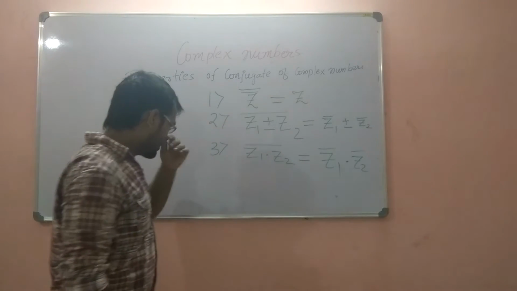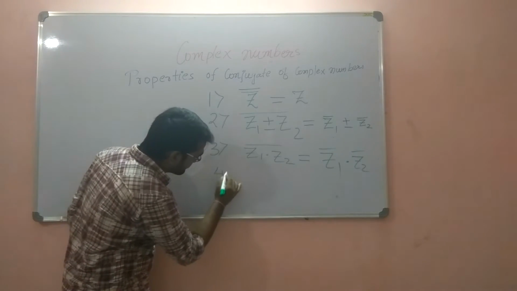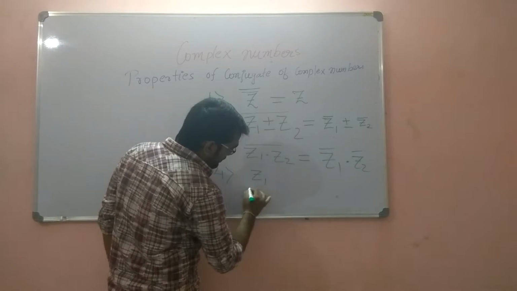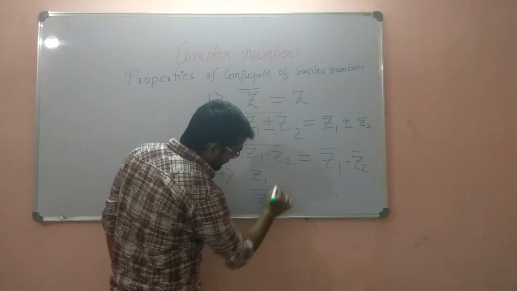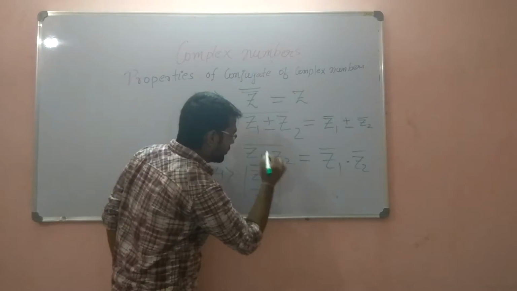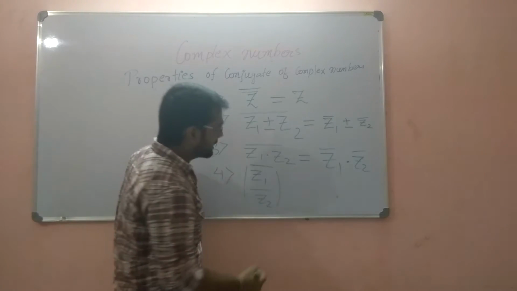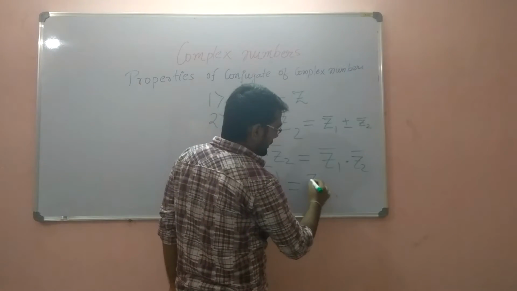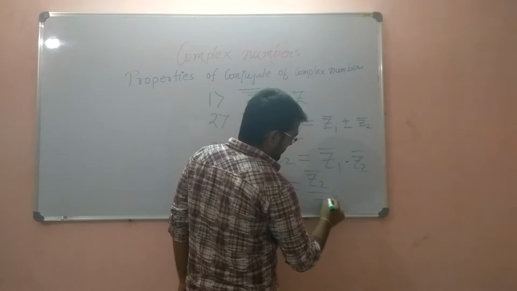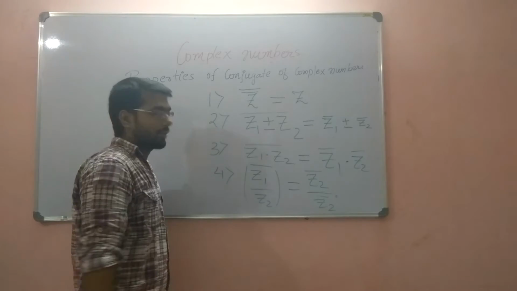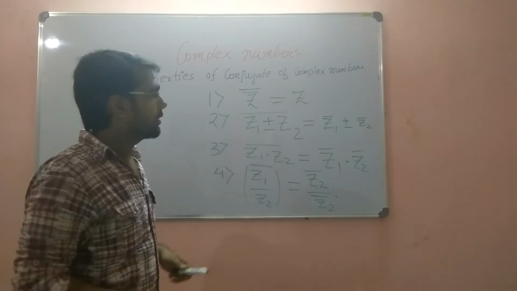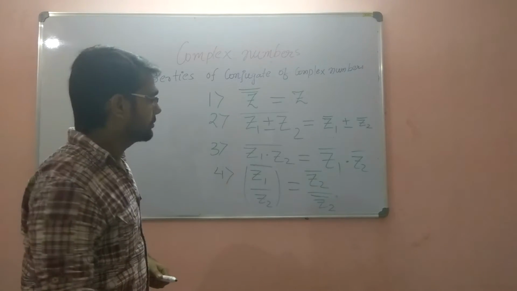Okay, so the fourth property is division. Z1 by Z2. If you take the conjugate of the whole, then you will get the same result when you take the conjugates individually and divide them. Okay, so these are the properties of the conjugate of a complex number, right?